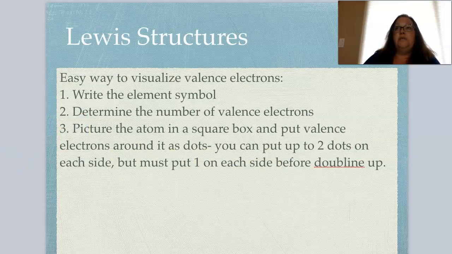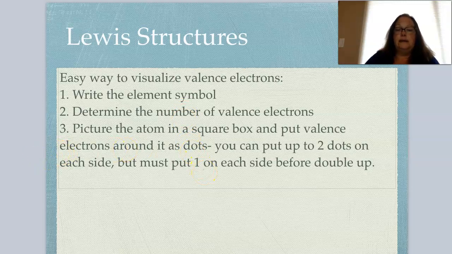So a good way to visualize the valence electrons will help us look more easily at the ions that they're going to form and how they are going to bond with other atoms. The first thing you would do is write the element symbol, and then figure out how many valence electrons it has. Then we're going to picture it in a box, and we're going to put dots around it to show its valence electrons and which electrons are available for bonding.